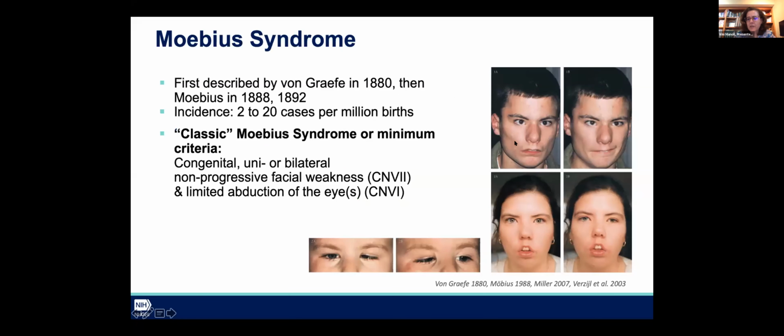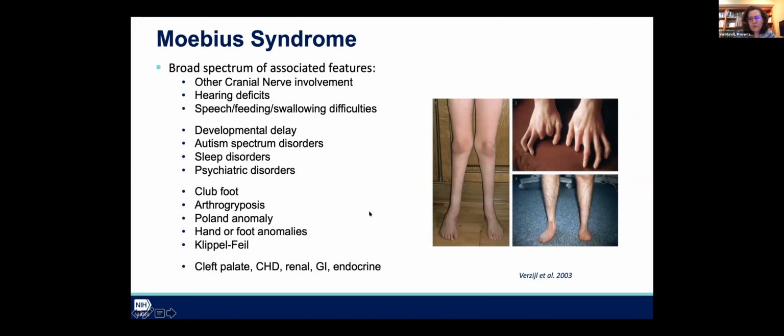which moves the eyes horizontally. So here the kid tries to look to the right, the right eye cannot abduct, the left eye can adduct. So inward movement is okay, the outward movement is affected. So this is the abducens nerve palsy, and the same on the other side. And then facial weakness, they try here to smile. This is complete facial weakness, this is a little partial. So you can smile on the lower face. So this is the minimum criteria, facial palsy and abducens palsy, and then there is a broad spectrum of associated features.